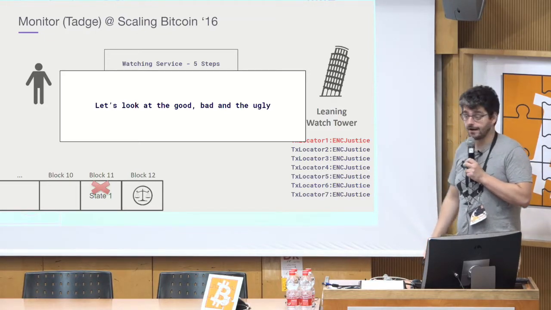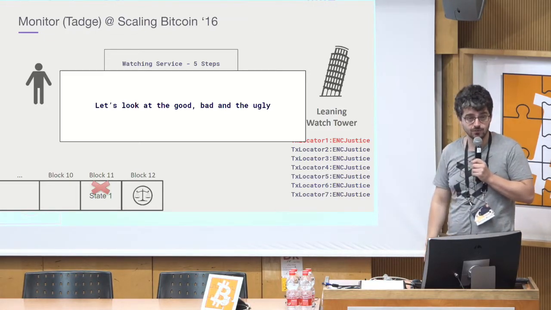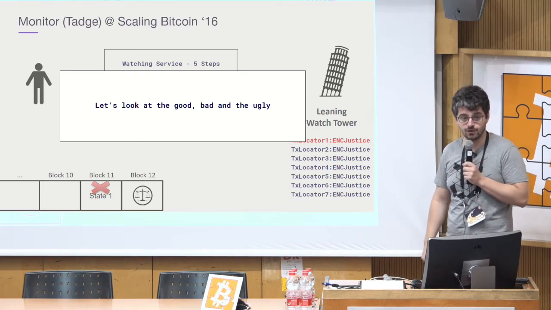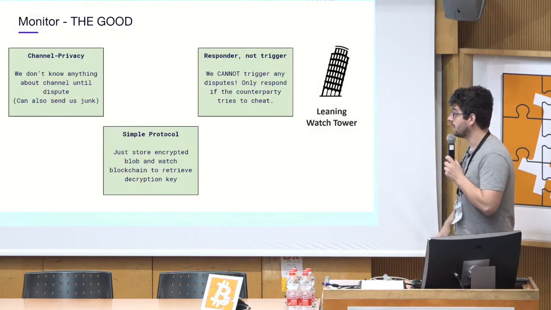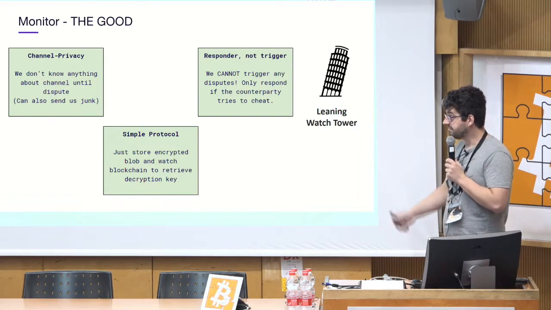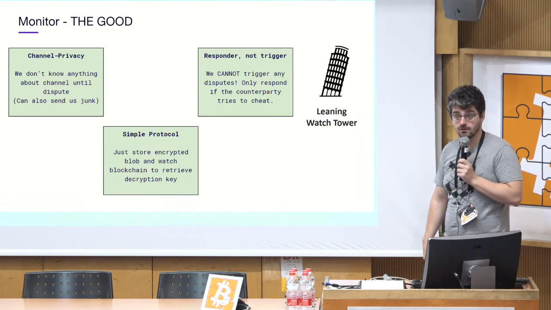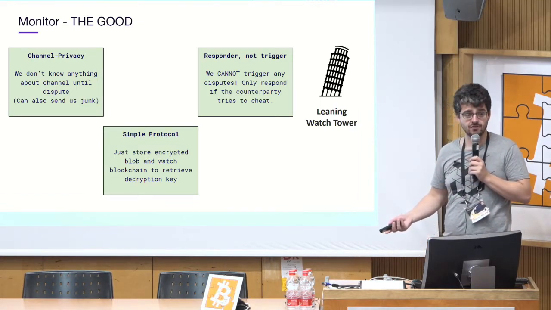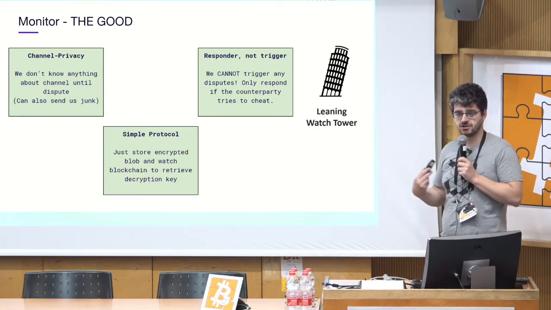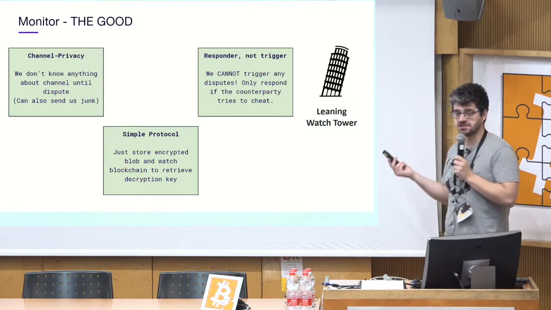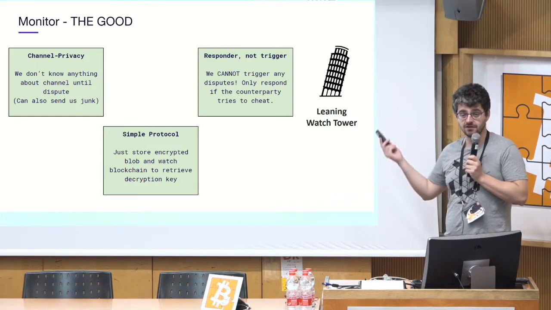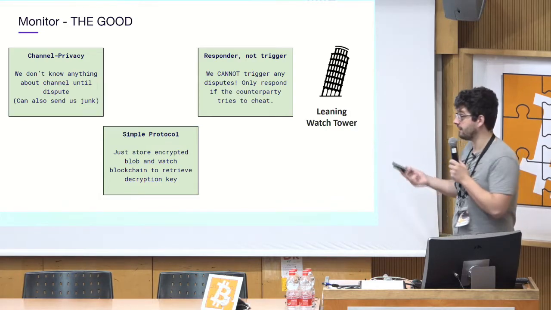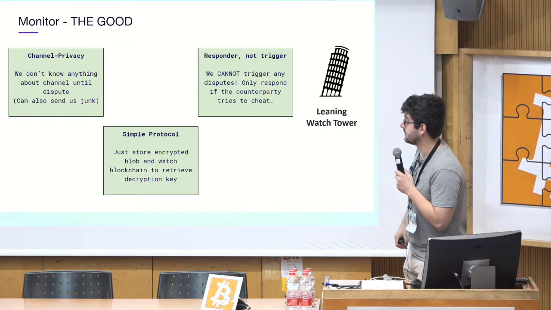Awesome. Now, there is the good, bad, and ugly with this protocol. It's 2016, 1 year after the Lightning paper. So what's good about it? Channel privacy. The watchtower has no idea what channel they're watching. All they get is this transaction locator and this encrypted blob. They have no idea what channel they're watching. And that's a very nice benefit that I've only appreciated recently.